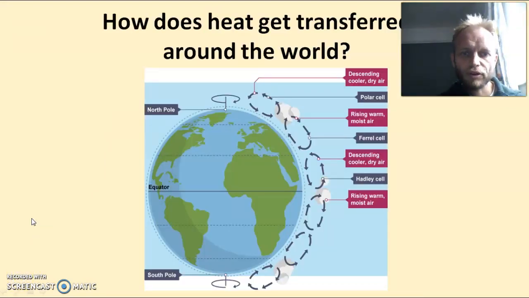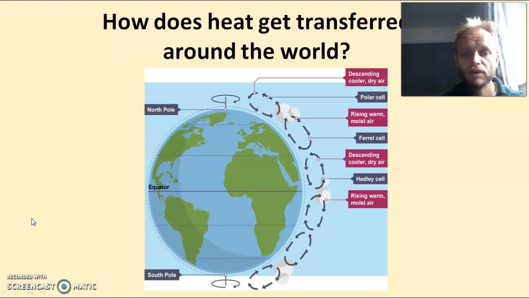Okay, so now that we've got those basics, we need to understand what the atmospheric circulation model does. And it really is so important for us to understand as geographers because it links to so many different things. You'll see it in your paper 3 at the moment as to why there's different biomes in different areas, because that heat from the sun is being transferred through the atmosphere into different areas.